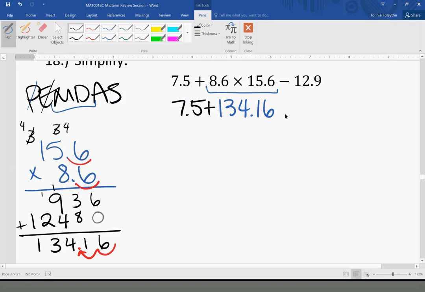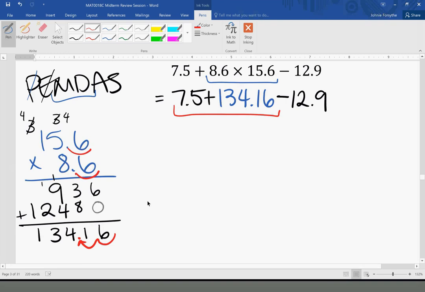Okay, so let's write everything else around it. 7.5 plus 134.16 minus 12.9. So now we just have addition and subtraction, so we're going to do what's first from left to right. So we've got 7.5 plus 134.16. So I'm going to write the 134.16 plus 7.5. Remember, line up the decimals when you're adding or subtracting.